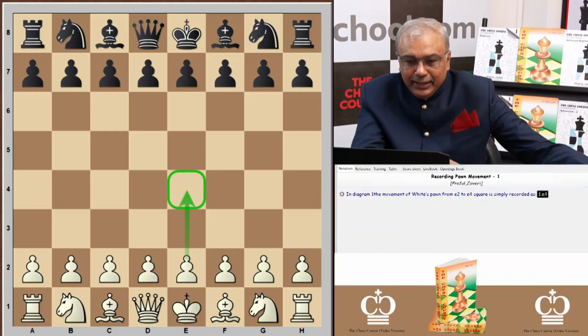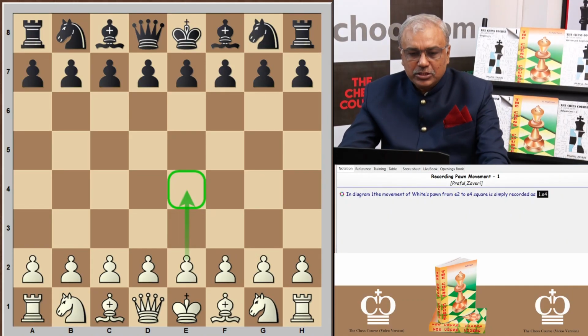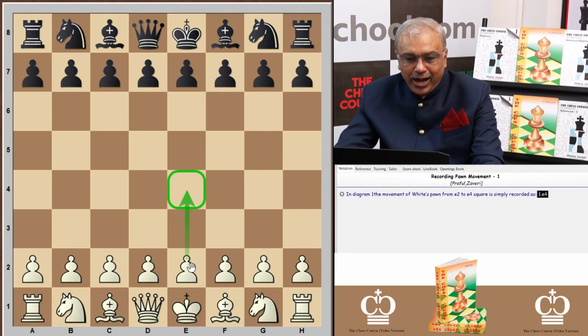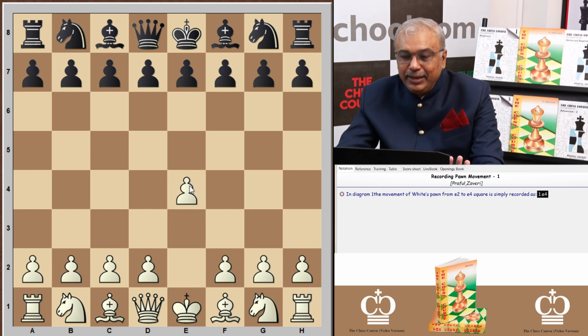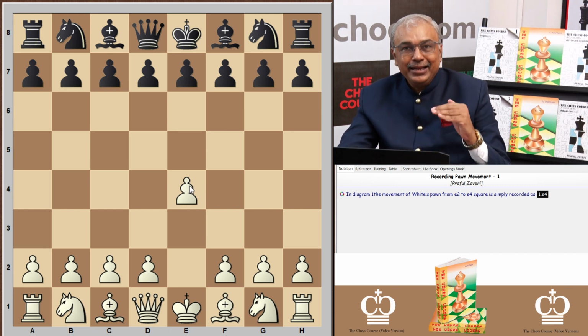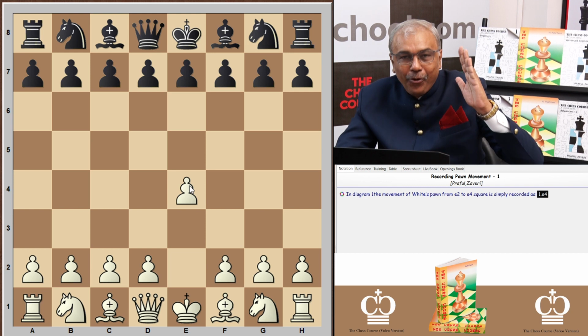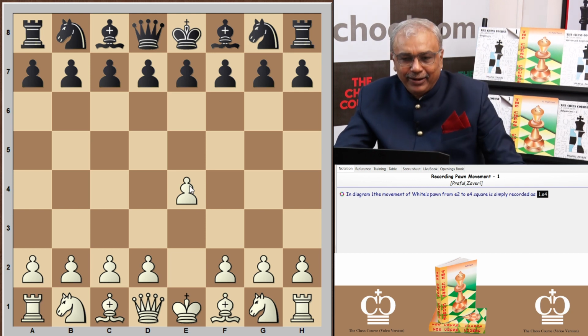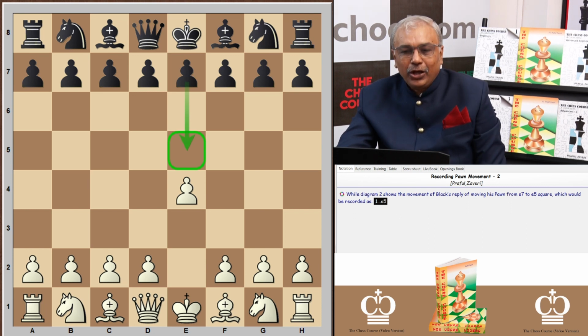So let us take a few examples. It's the turn of white in this position, and he desires to start the game by moving his pawn which is standing on the e2 square to e4. Then this movement would simply be recorded as e4. So here we don't have to write the e2 square from where the pawn is coming, only the square of arrival.